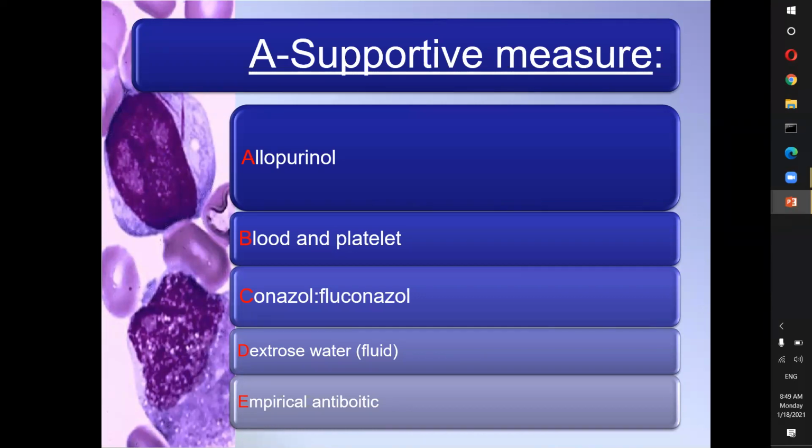your patient is at risk of fungal infection, so you need to give him an antifungal agent from the conazole group, fluconazole. Because of the accumulation of the pus and the risk of urate nephropathy, allopurinol alone is of no value. You should supply it with high fluid, with dextrose water.